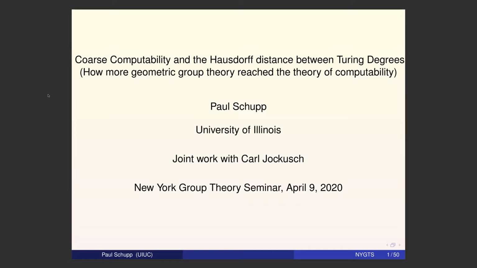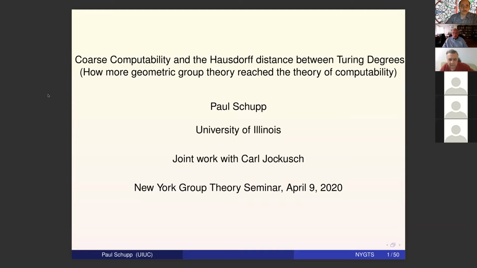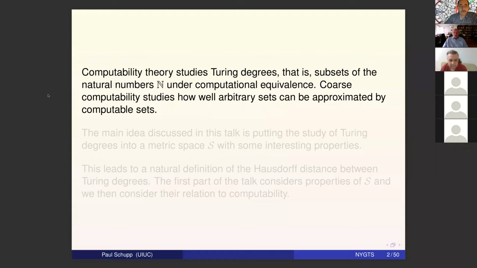This is very much joint work with Carl Jockusch. I hope he will correct me if I make any mistakes. If you have questions, please do ask, because this material might not be familiar to many people. Computability theory in general studies Turing degrees. So, it's just subsets of natural numbers under computational equivalence.